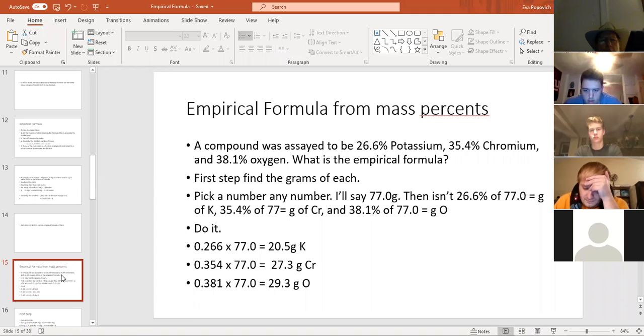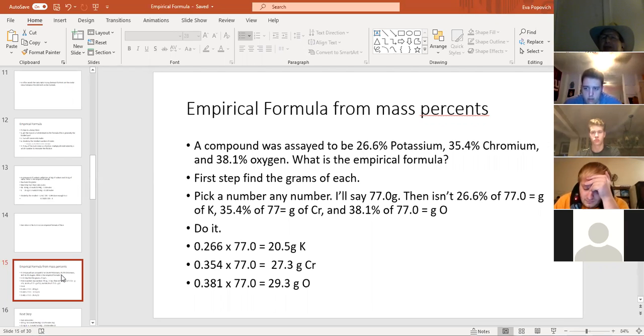And I multiply 7 times 0.354: 3.48 grams of that 7 grams is chromium. And I take 7 and multiply it by 0.381. That means 2.67 grams of that 7 grams is oxygen. So guys, I now have my grams.